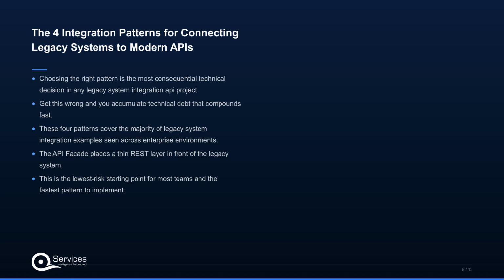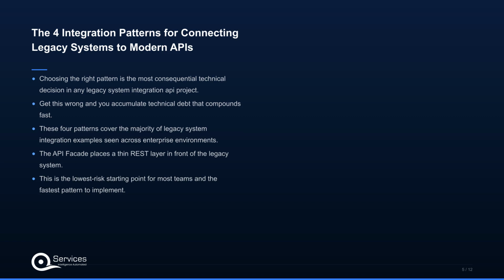The API facade places a thin REST layer in front of the legacy system. The facade handles modern authentication, translates REST requests into whatever protocol the legacy system understands, and returns JSON responses to modern consumers. This is the lowest risk starting point for most teams and the fastest pattern to implement. The legacy system never needs to know it's talking to anything other than its original clients.